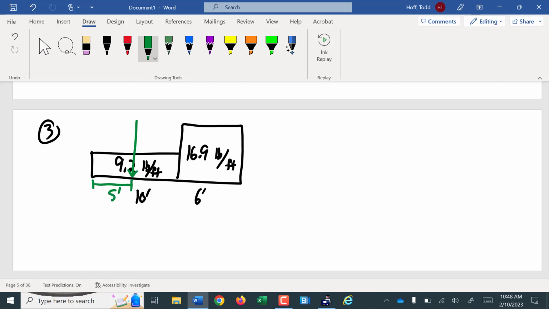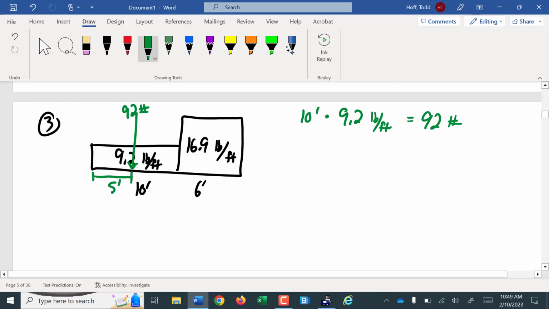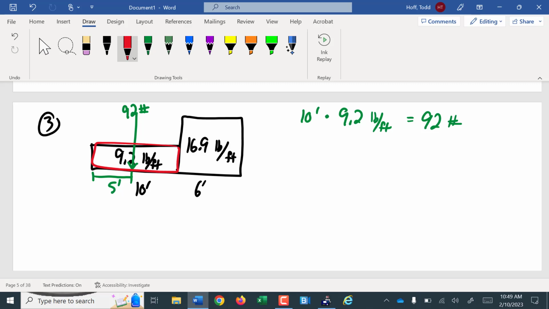Remember, it's at the middle of the uniform load, and it's 9.2 pounds per foot times 10 feet, giving us 92 pounds. So everybody see where I got the 92 pounds and the 5 feet there? Any questions on it? Okay. Since this is a 10-foot distributed load, the location is just at the center of the 10 feet. So that's where the 5 feet comes from.